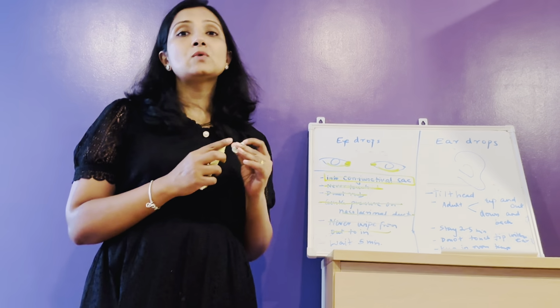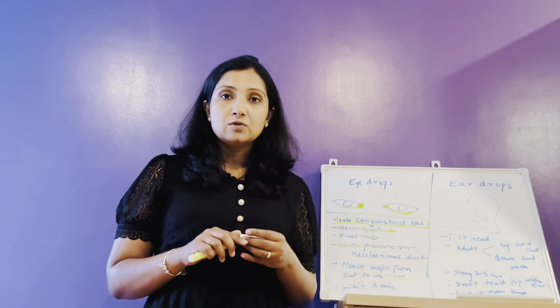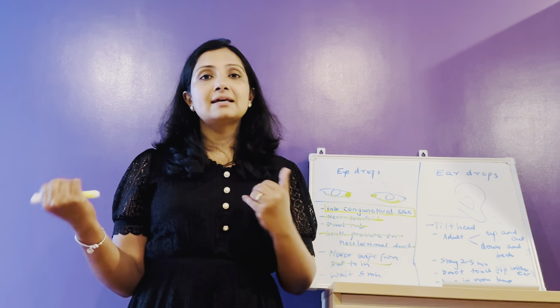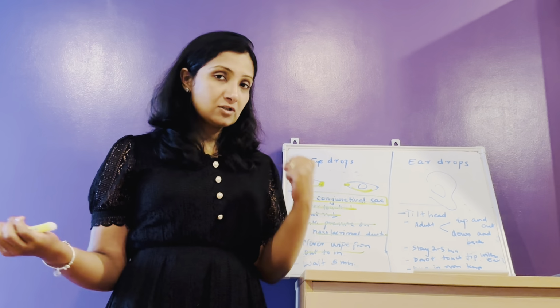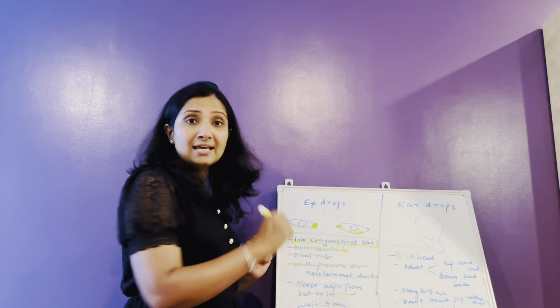Now, say you have to instill 2 eye drops. You don't do it back to back. You instill one eye drop, wait for at least 5 minutes and then only instill the second eye drop. That is, you need to give time for it to be absorbed. So these were the important things about the eye drops.